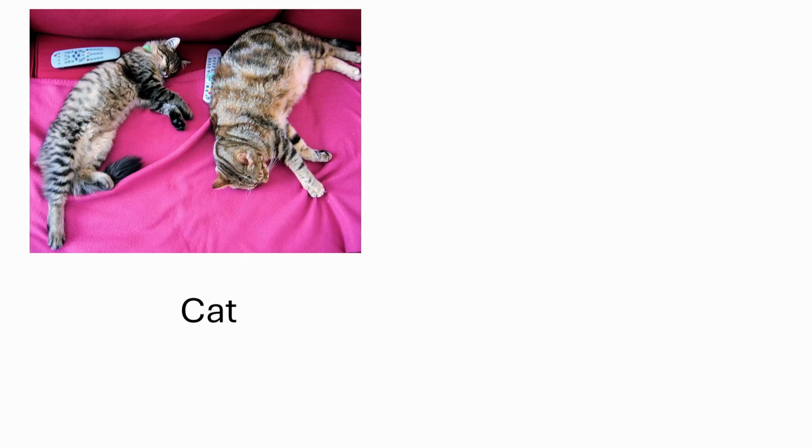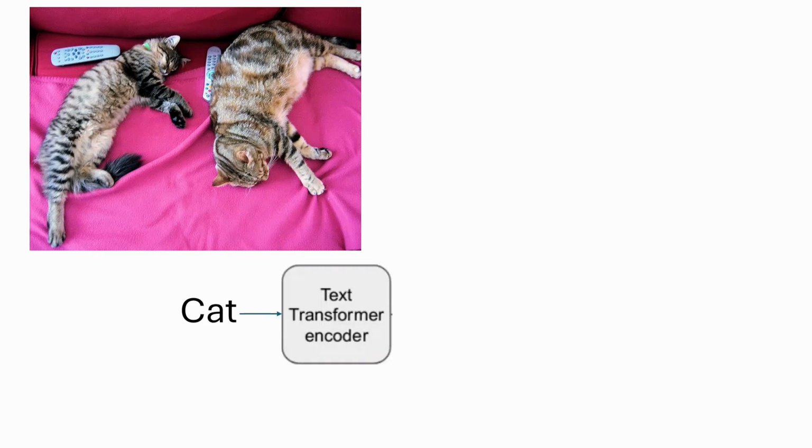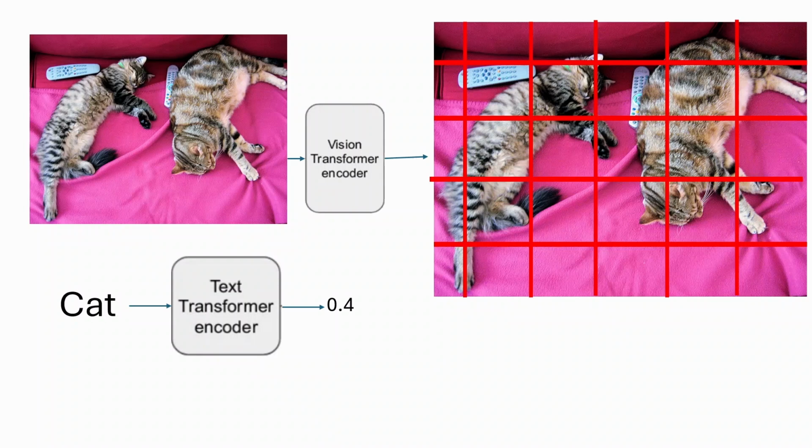That's why we use the OWL vision transformer. This model can actually work without any training. How it works is that you feed it the image and the text. The text goes through a text transformer encoder, which converts it to some sort of number. The image itself goes through a vision transformer encoder and is divided into multiple cells, or we call them patches. And each patch is also embedded into a number as well.